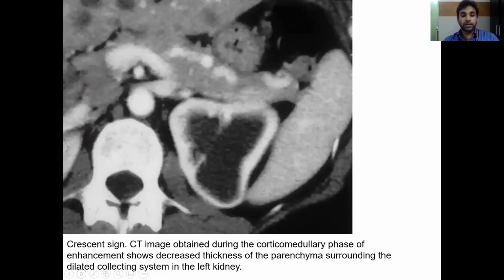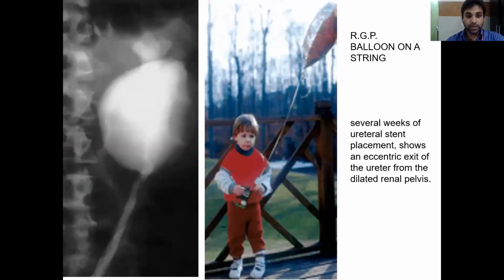Next, the crescent sign. The crescent sign, CT image obtained during the corticomedullary phase of the enhancement shows decreased thickness of the parenchyma surrounding the dilated collecting system in the left kidney. Next, retrograde pyelogram shows a balloon on a string appearance.